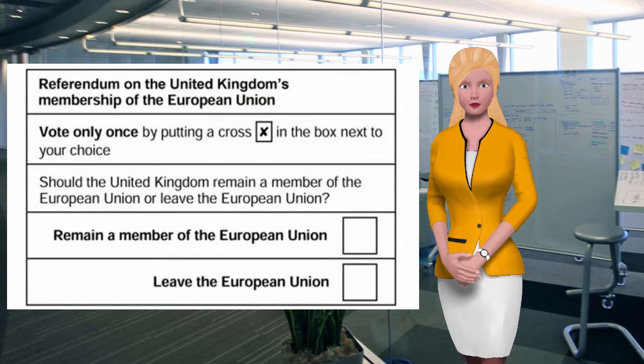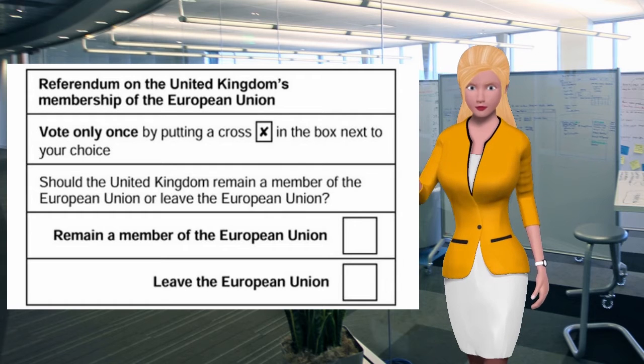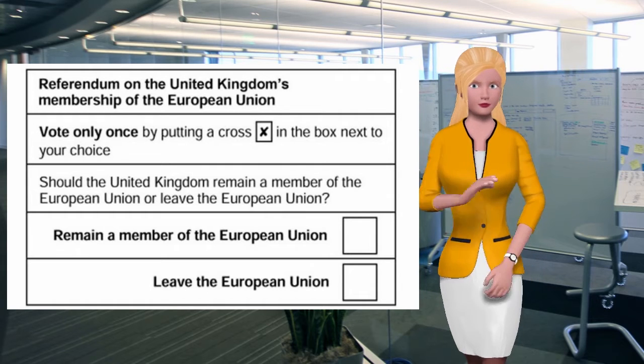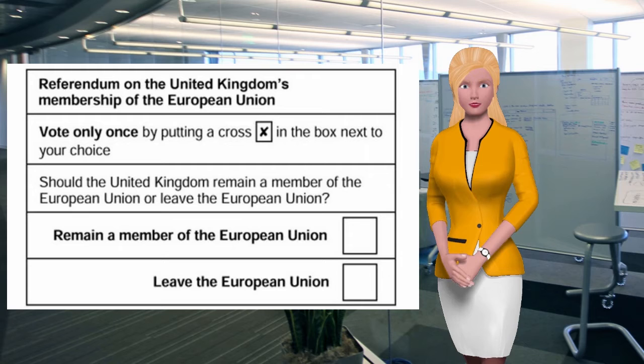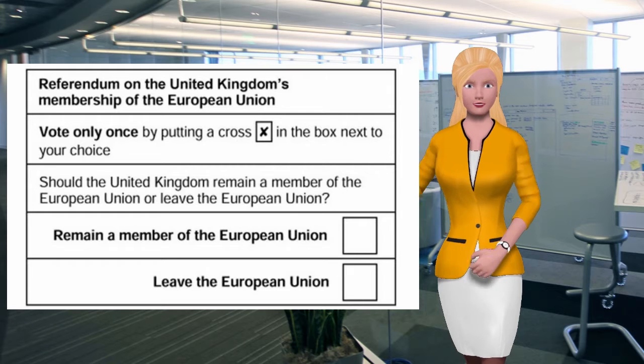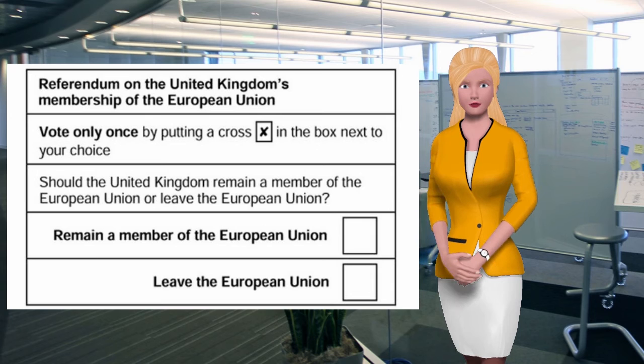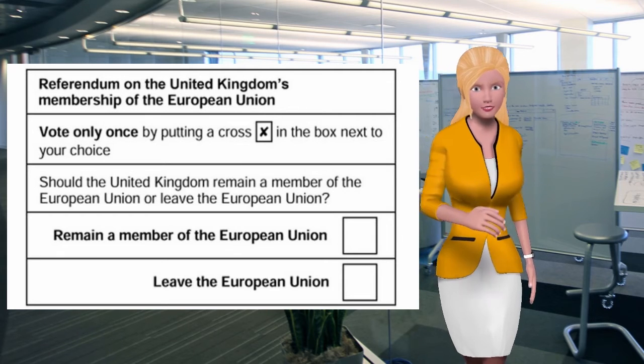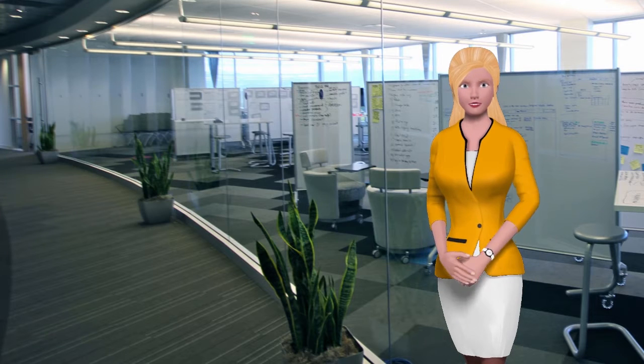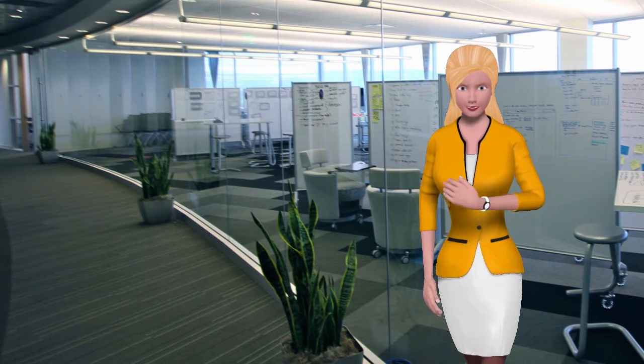This is a picture of the exact ballot paper that was used. It is not an example of a mock-up of the ballot papers. When using a ballot paper you can have only one vote. That means you select which option that you want. Remember that because you decide to select remain a member of the European Union, it does not mean that is what will happen. Everyone who is eligible to vote gets to vote as well as you, and their votes count as much as your vote.